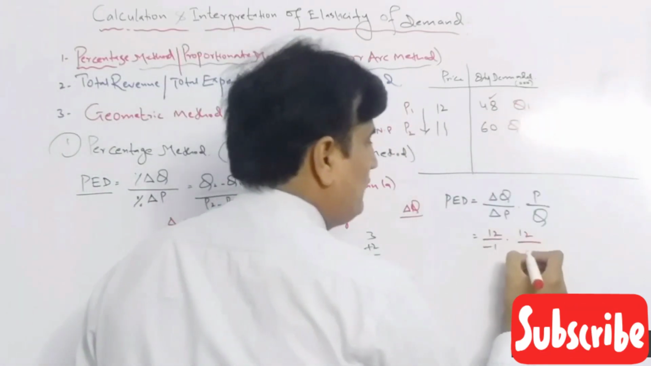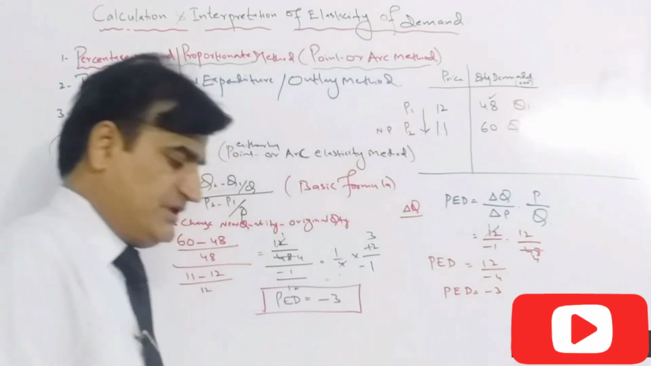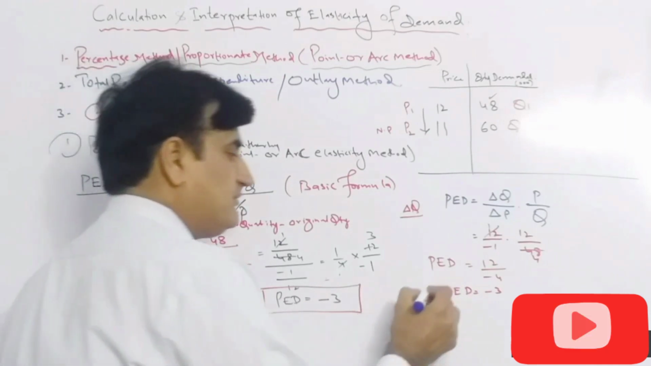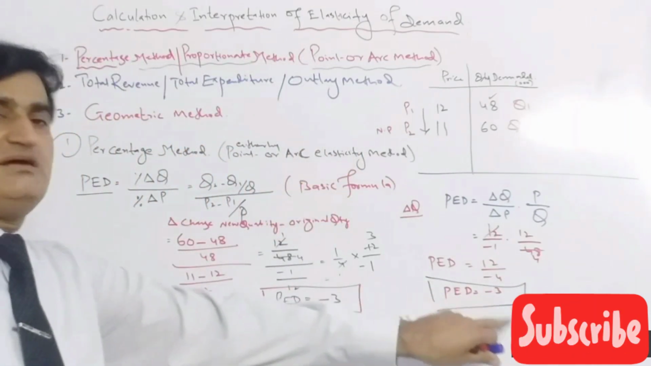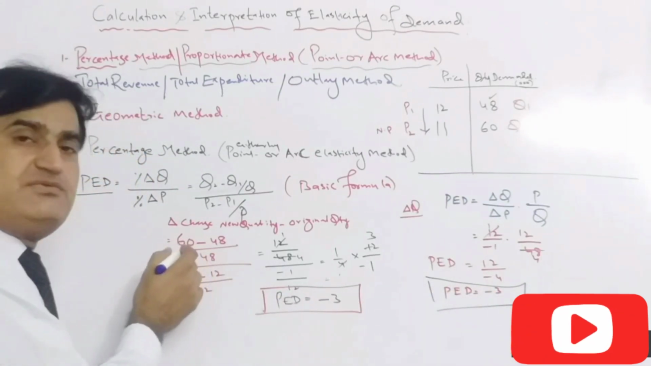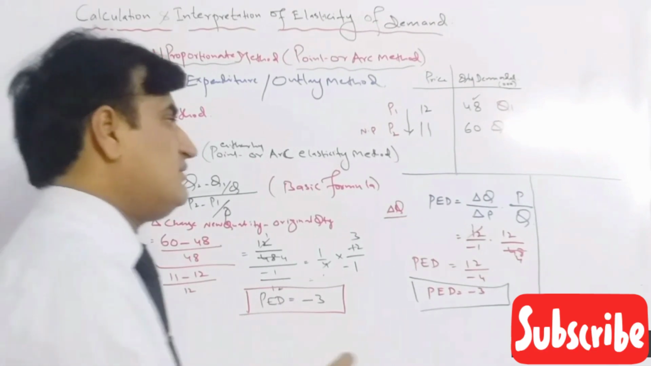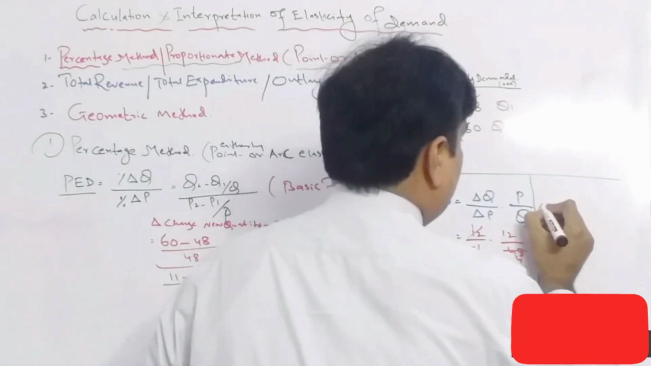Original quantity 48. Price elasticity of demand equal to minus 3. So here, by using another formula, we have calculated the price elasticity of demand as minus 3, as we calculated through the basic formula. Now we can calculate the elasticity by using this formula.